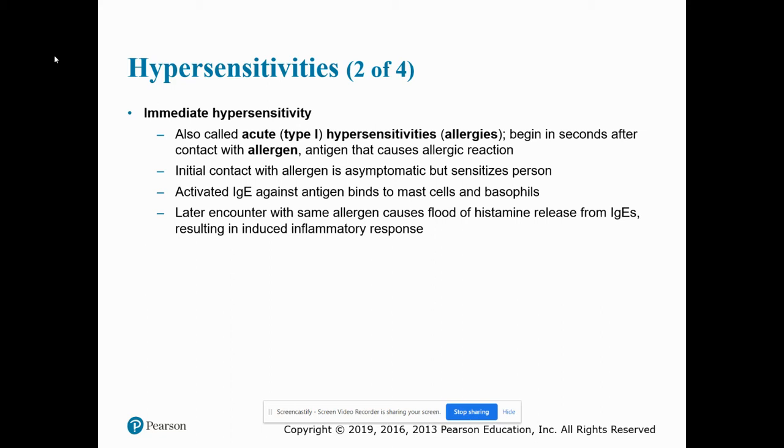What's happening is activated IgE. Remember, this is the antibody that is involved with allergies, allergy IgE. So activated IgE against the antigen binds to mast cells and basophils. Subsequent encounters with that same allergen cause a flood of histamine, which is going to induce the inflammatory response.